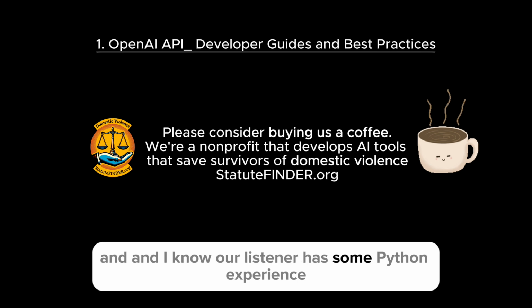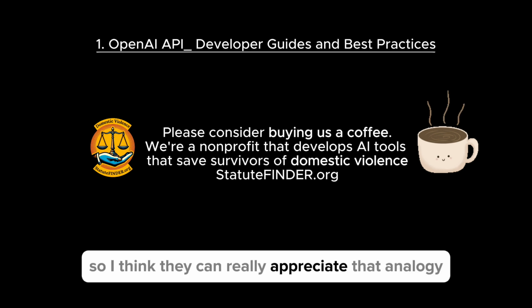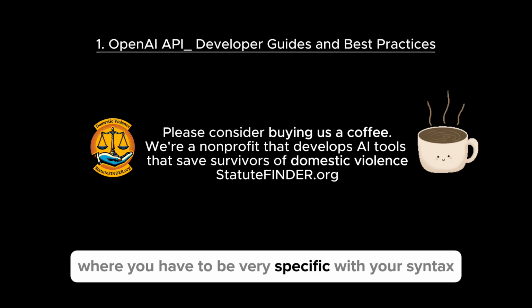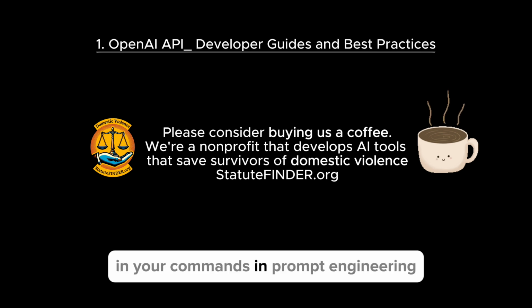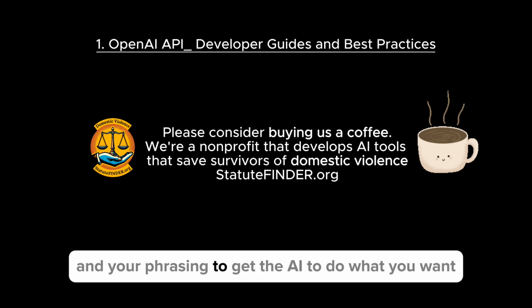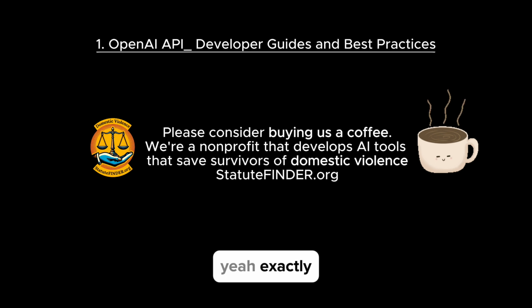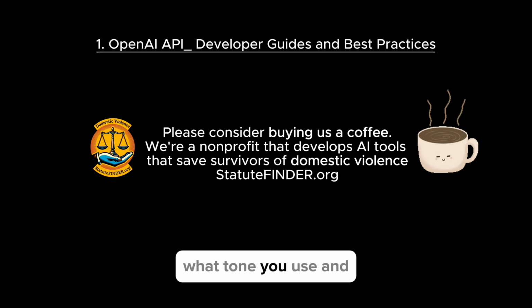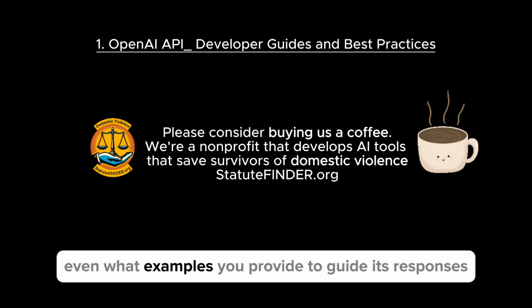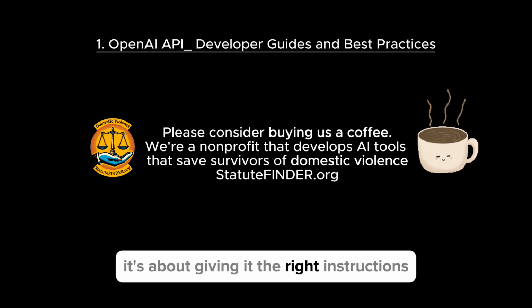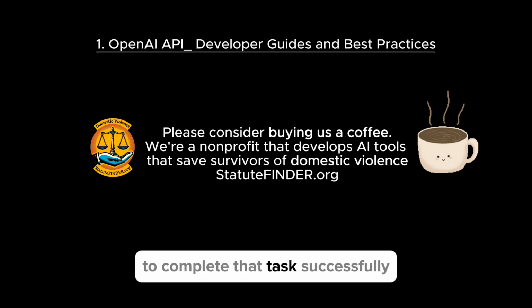And I know our listener has some Python experience, so I think they can really appreciate that analogy, just like in Python, where you have to be very specific with your syntax and your commands. In prompt engineering, you have to be very specific with your language and your phrasing to get the AI to do what you want. Yeah, exactly. You have to think carefully about what information you give the AI, what tone you use, and even what examples you provide to guide its responses. So it's not just about giving the AI a task. It's about giving it the right instructions to complete that task successfully.